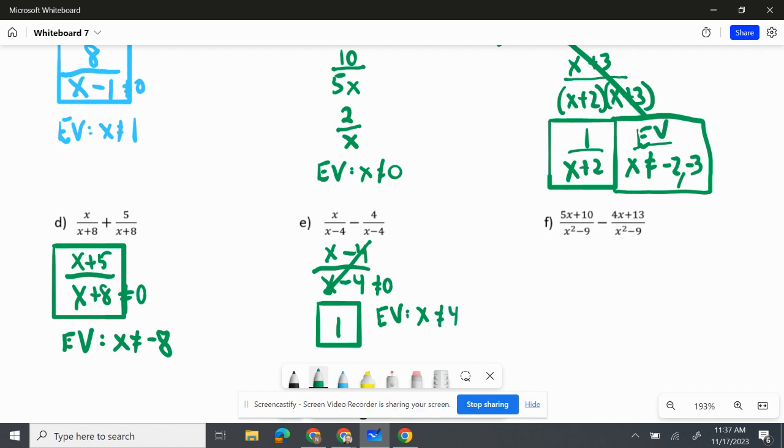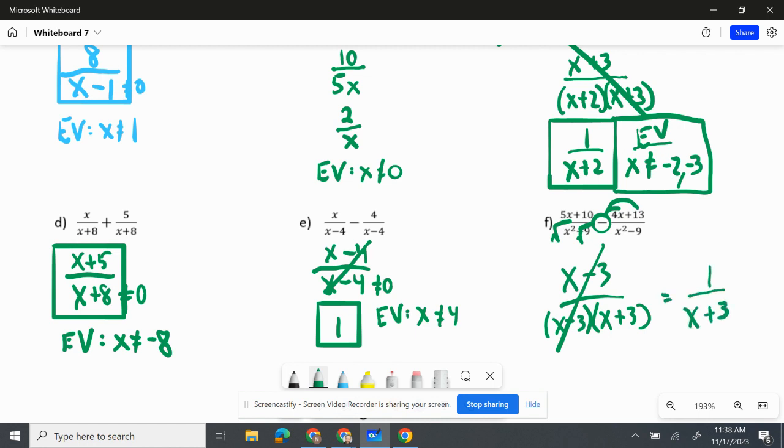And then for our last one, once again, when we're subtracting, remember to subtract both of them. 5x minus 4x is x. 10 minus 13 is negative 3. This is two binomials. It's the difference of squares. So it becomes x minus 3 and x plus 3. And we see that the x minus 3's cancel, and what we get is 1 over x plus 3. And of course, our excluded values, x cannot equal negative 3.